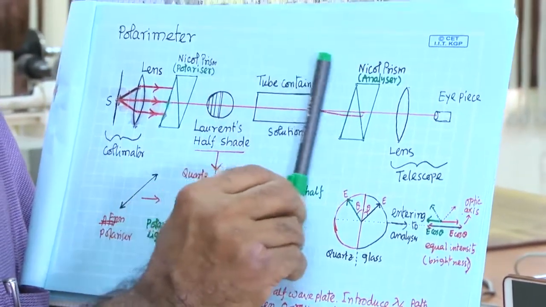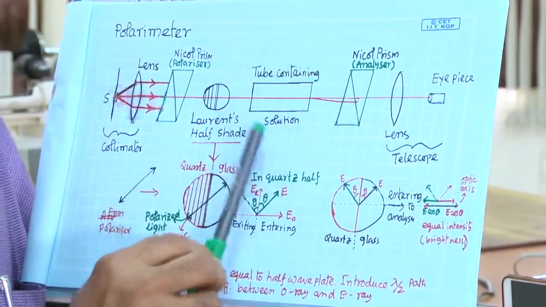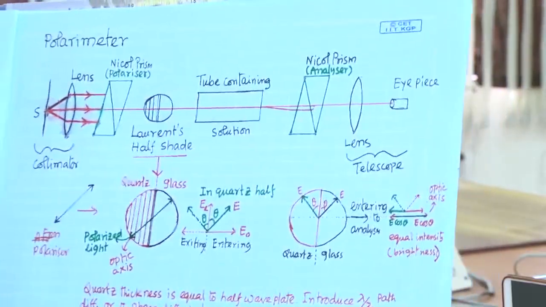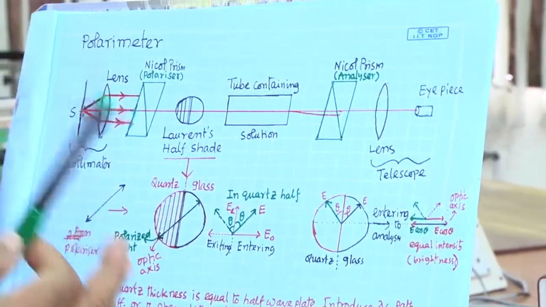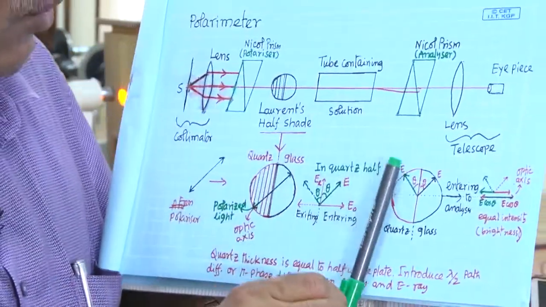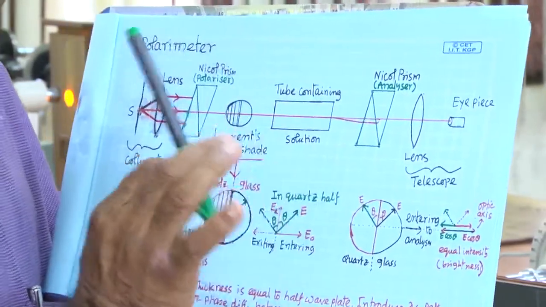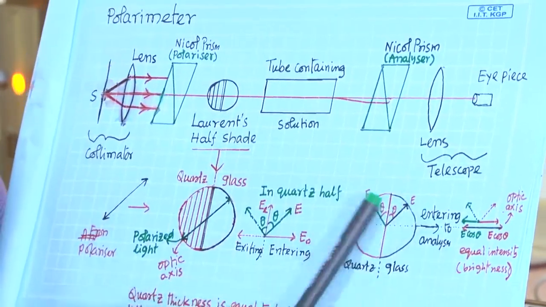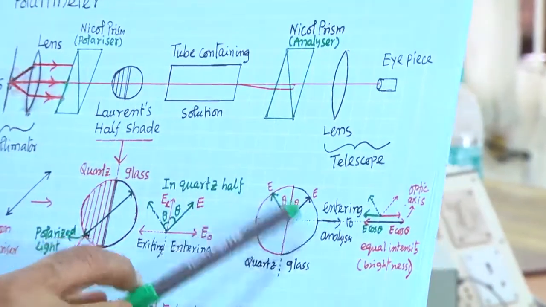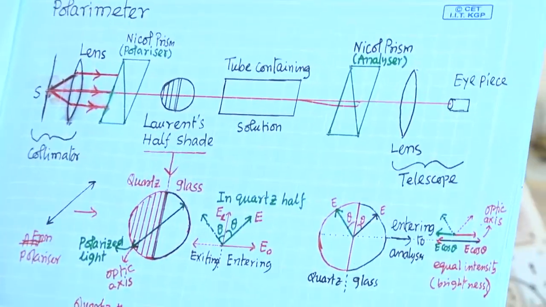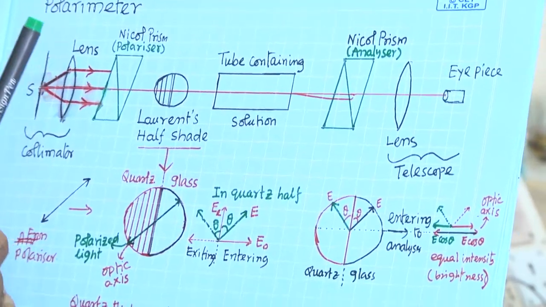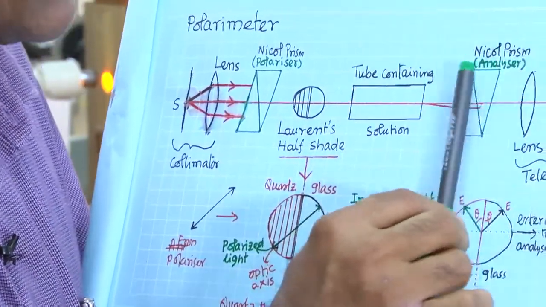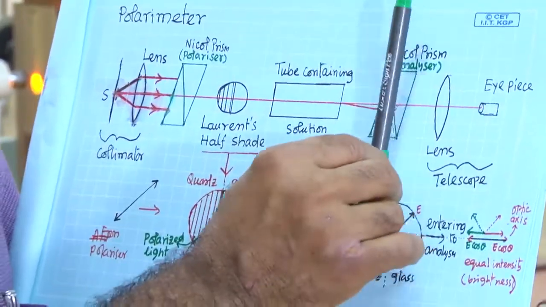Now, here is the tube containing solution. Initially you do not take solution, just take simple water, with no optically active solute. So what will happen? When it passes through it, there will not be any rotation of the electric component or plane of polarization of the plane polarized light. Then it will come to the analyzer. Now, this is the analyzer part.